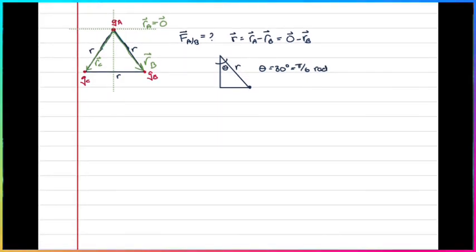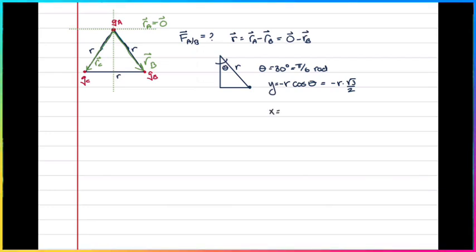And then we SOHCAHTOA our way to paradise. So the swoosh is touching the vertical side. So then the y side here looks like it's going to be r times cosine of theta. And I'm going to throw in that negative sign because I know it's going down. So then it looks like it's negative r cosine of 30 degrees, root 3 over 2.